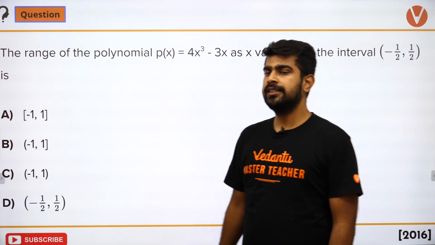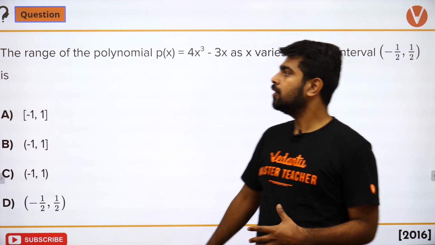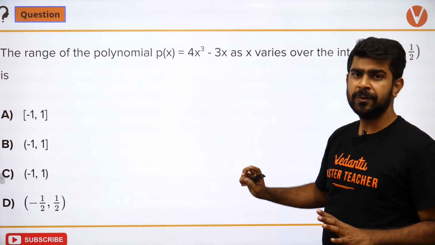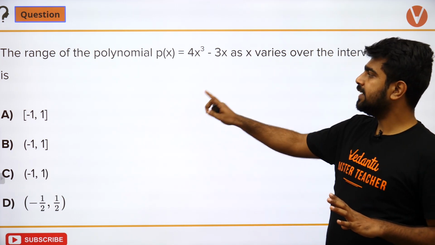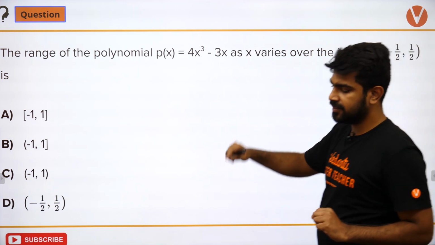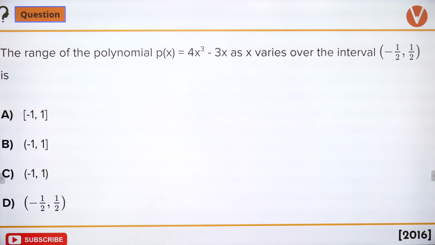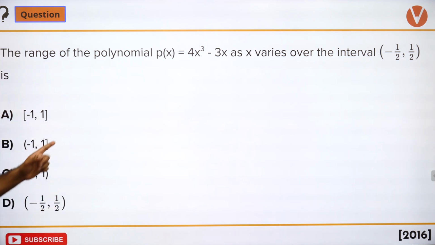So the homework question for today is over here. I would like you guys to find out what is the range of the polynomial given over here. This is a very simple question, an application of derivative. Okay, so you have to find the range of the polynomial p of x is equal to 4x cube minus 3x as x varies over the interval minus half to plus half. Okay, so it's a very small interval. In that interval you have to figure out what is the range of this given polynomial. Okay guys, so please try to solve it.